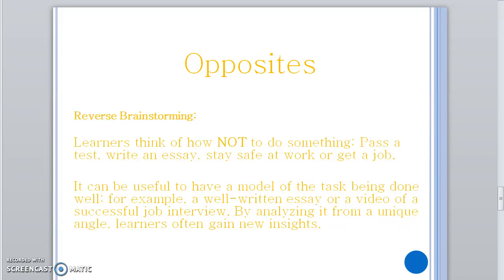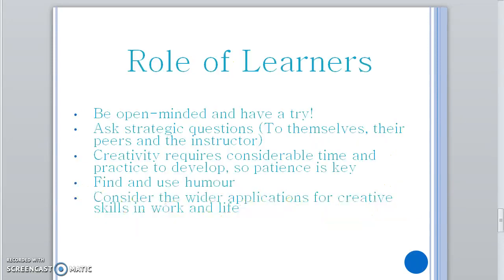Our final strategy is the strategy of opposites. One activity for this is reverse brainstorming. So learners think of how not to do something. For instance, pass a test, write an essay, stay safe at work, or get a job. It can also be really useful to have a model of the task being done well. For example, a well-written essay or a video of a successful job interview. By analyzing it from a unique angle, learners often gain new insights.